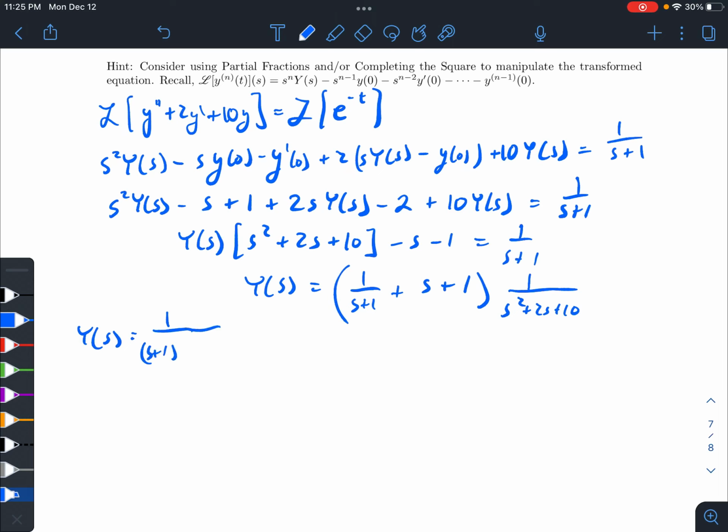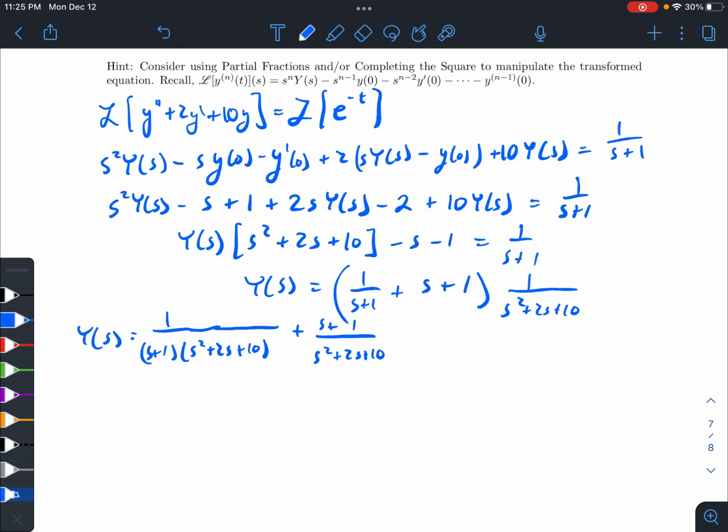We get 1 over s plus 1 times s squared plus 2s plus 10, and plus s plus 1 over s squared plus 2s plus 10.